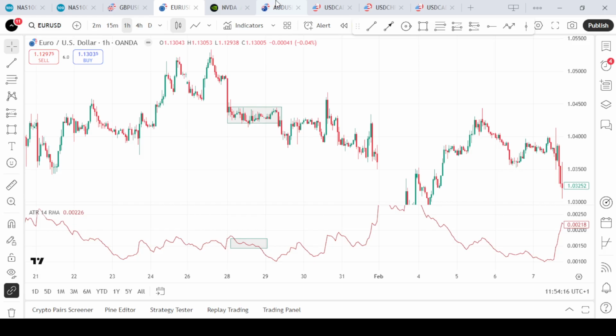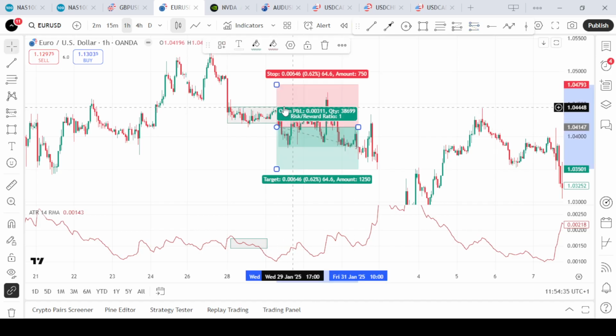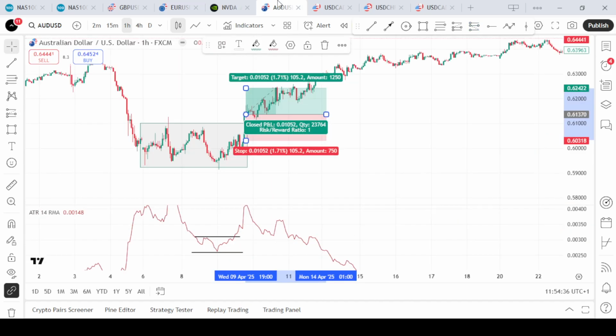So you confirm your breakout with at least one strong candle to the downside, and you will enter at the open of the next candle. So after this candle to the downside, you can enter at the next candle in this area. This is where you would want to enter after your breakout candle, the open of the next candle.